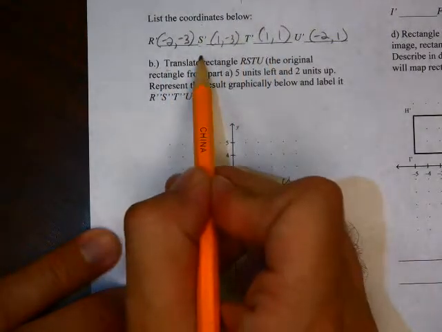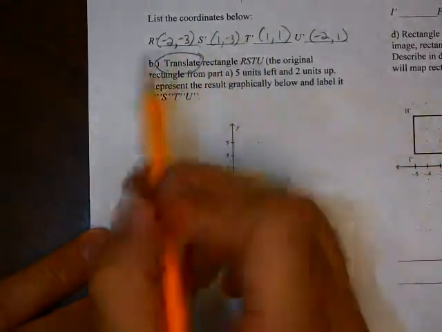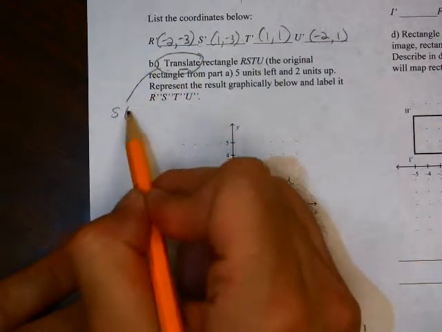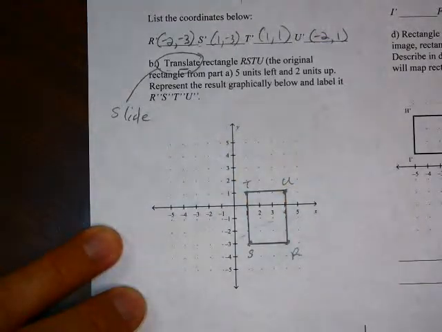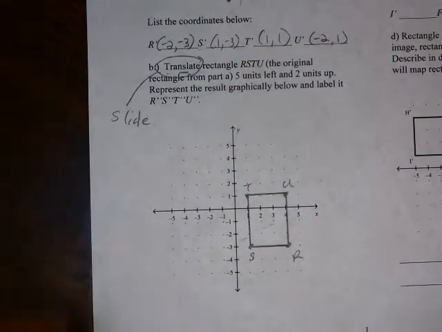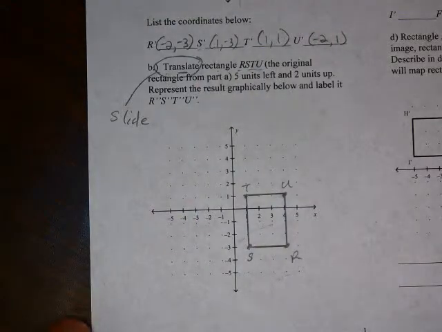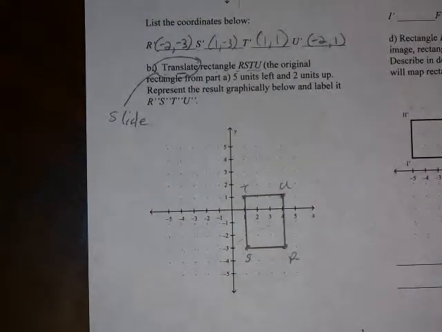As soon as we see translate, before even looking at the rest, remember translate is a slide. So when we move our rectangle RSTU, it's not going to flip, it's not going to turn. All the letters are going to stay kind of in the same place, just the rectangle is going to be in a different place in the graph.